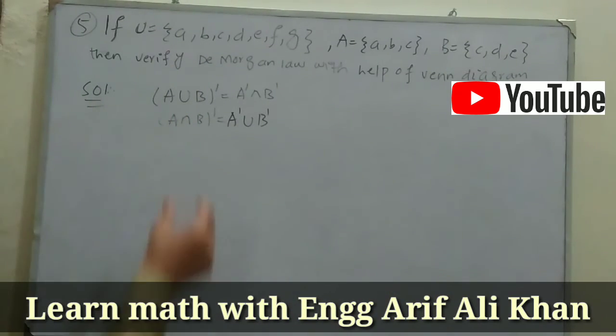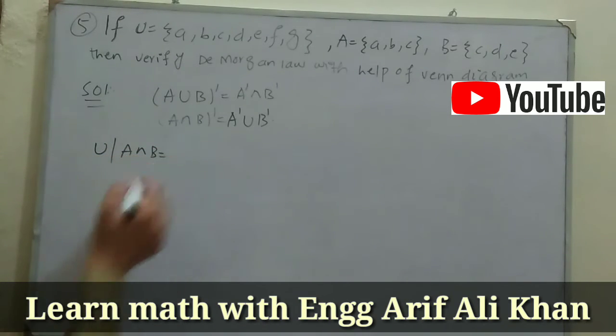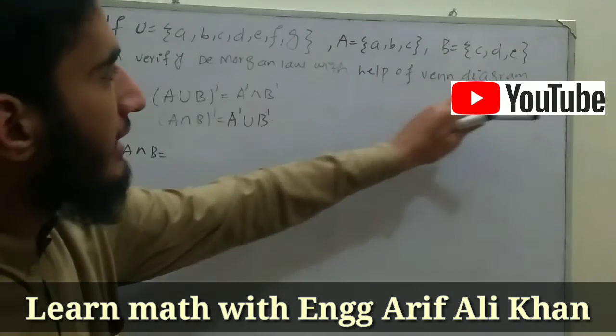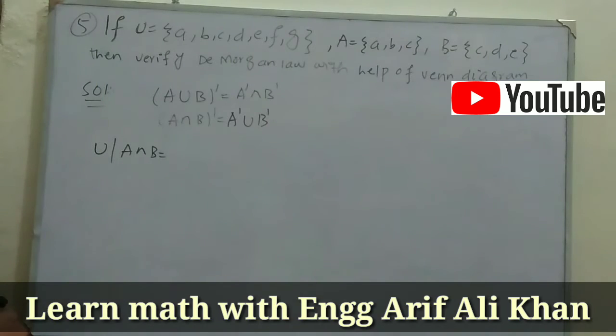Now first we are going to find A intersection B whole complement. So A intersection B whole complement means subtraction of A intersection B from the universal set. So U minus A intersection B. Our A intersection B means the common elements in A and B, and the common element is just C over here. So A intersection B will be C.